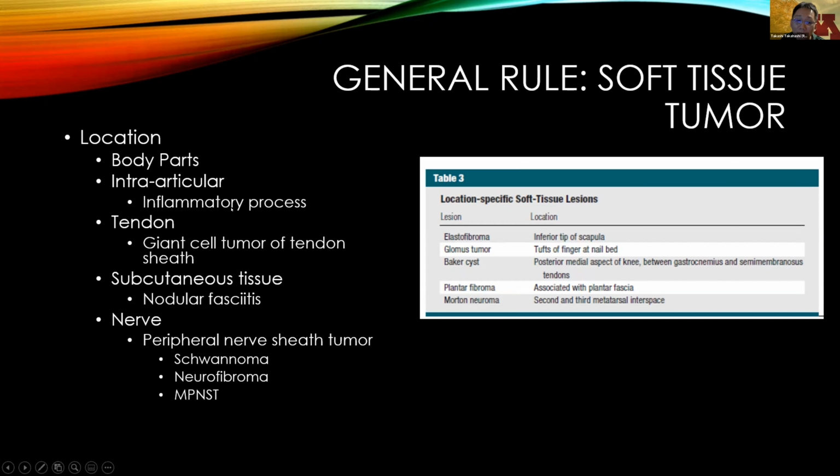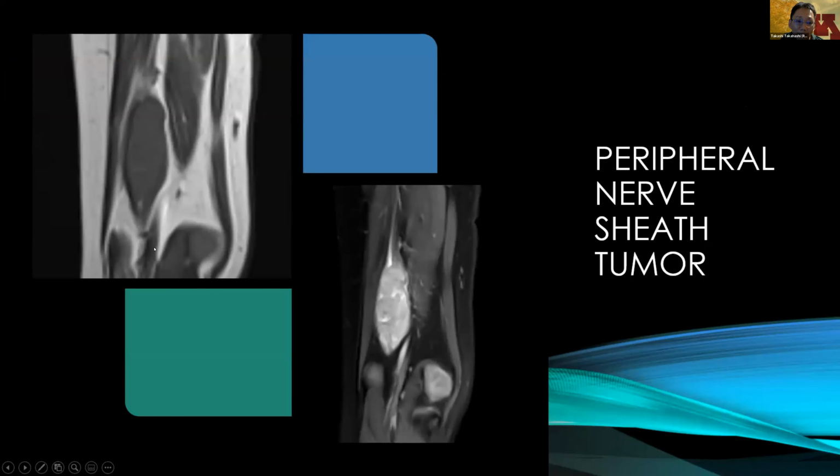If it's intra-articular, statistically speaking, an intra-articular tumor is very unlikely. It's possible, but it's very unlikely. So the first thing we're going to start thinking about is the inflammatory process. This is one example.